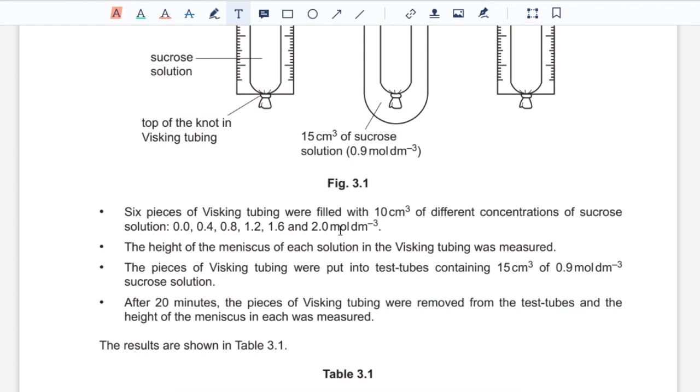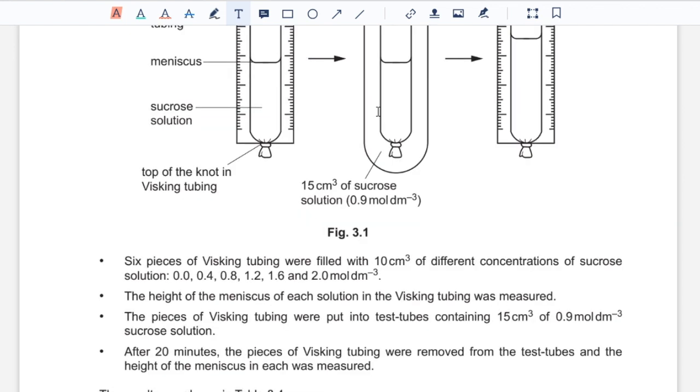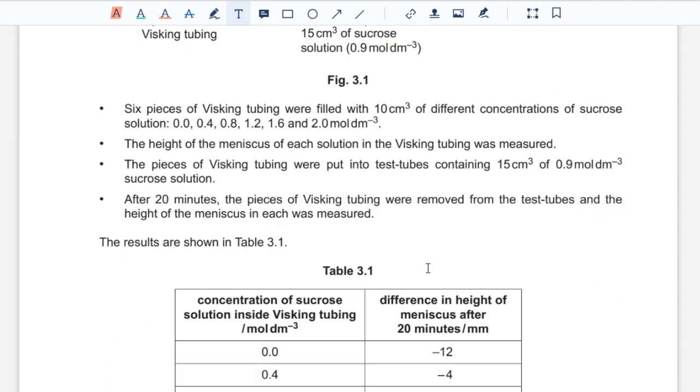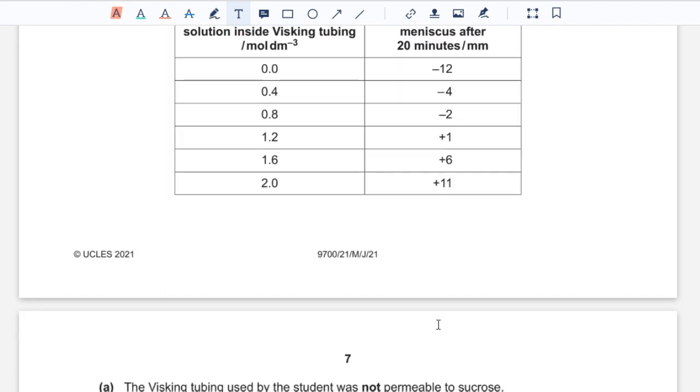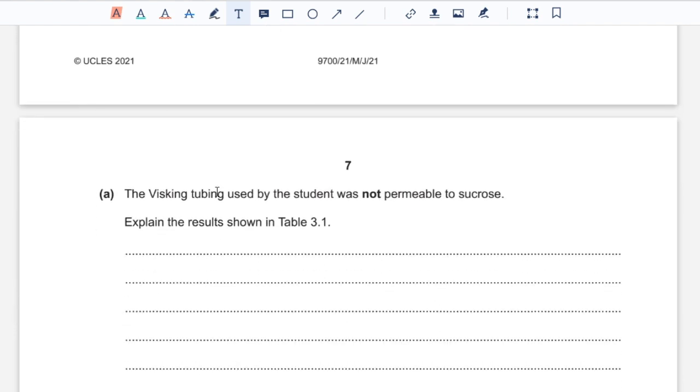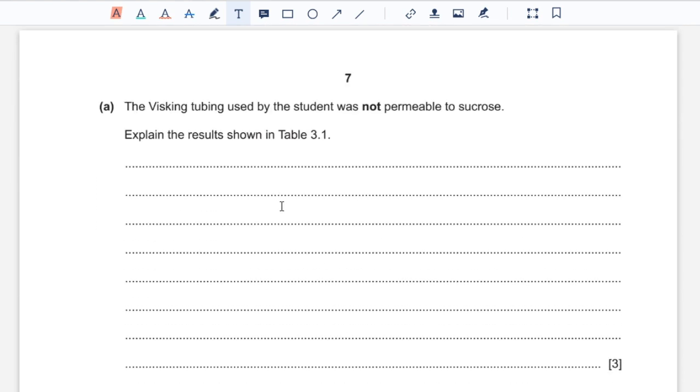And from 1.2 to 2 mol per dm³ of Visking tubing solution, the concentration is greater in the tube than that outside, so water moves into the tubing by osmosis down the water potential gradient, and so the height increases. As the height increases, the difference in height becomes positive in the last 3 readings, and you're supposed to explain all of that in this answer.